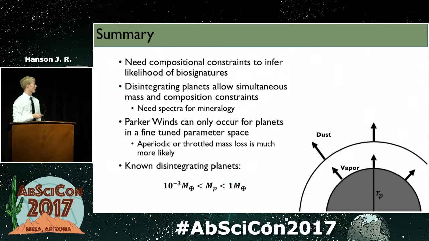And for the known planets, the mass constraints that we would put on them are somewhere between 10 to the negative 3 and 1 Earth mass.